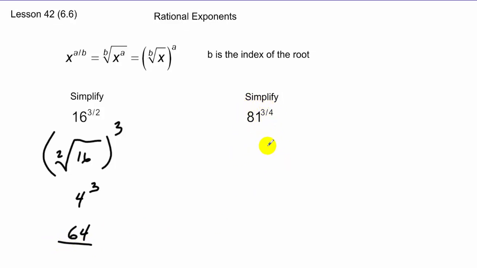Likewise over here, I can say that's the fourth root of 81, all raised to the third power. Well, multiplied by itself 4 times gets you 81, that's 3, raised to the third, which is 27.